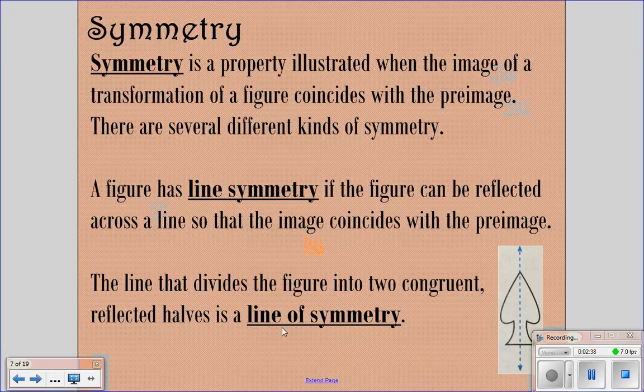The line that divides this figure over here into two congruent halves is called the line of symmetry. So that blue line that they drew down the middle of the figure is the line of symmetry. And this figure has one line of symmetry right here. They drew it in. Sometimes you'll have more than one line of symmetry, but that one only has one.